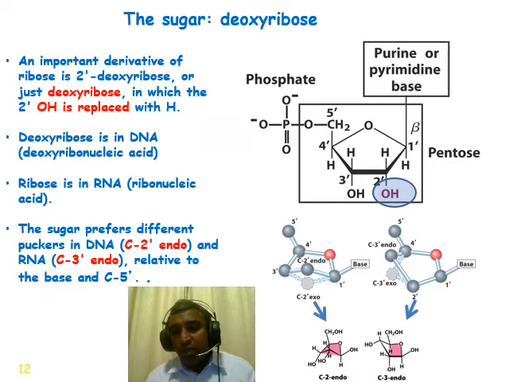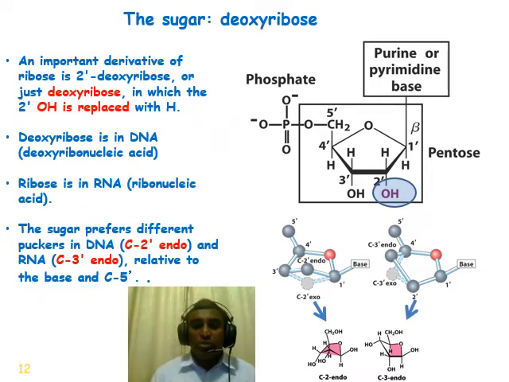The C2 prime endo refers to the carbon 2 prime being closest to the C5 prime carbon. So that's why it's tilted closer to the C5 prime, and therefore it is referred to as C2 prime endo. If you have the C3 prime carbon close to the C5 prime, then it's referred to as C3 prime endo, and that's normally found in RNA. So that's the whole difference between C2 prime endo and C3 prime endo.